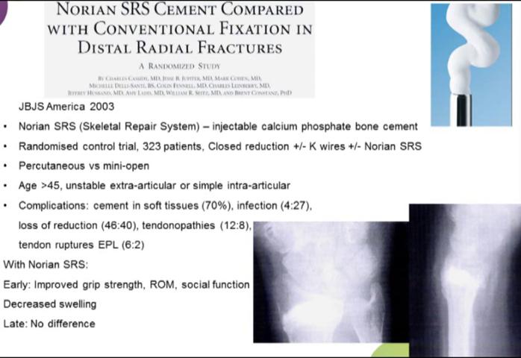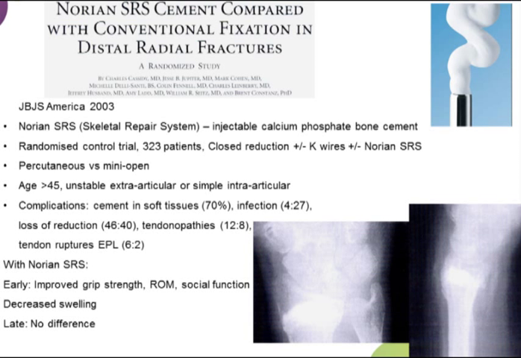They started off the first few cases doing percutaneous injection of the cement, but found that they were getting a high rate of extrusion, so by case 13 they started doing a mini open approach, and then took the K-wires out at a minimum of 2 weeks. It's interesting that the cases were all patients above 45, and there were no highly comminuted, highly intra-articular fractures. They were all either extra-articular or simple intra-articular.